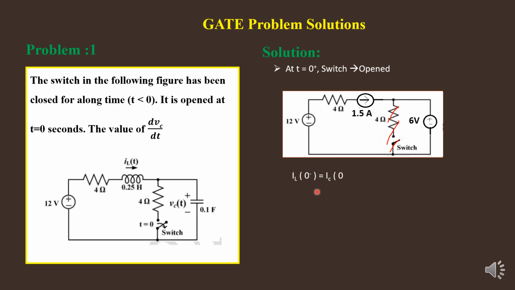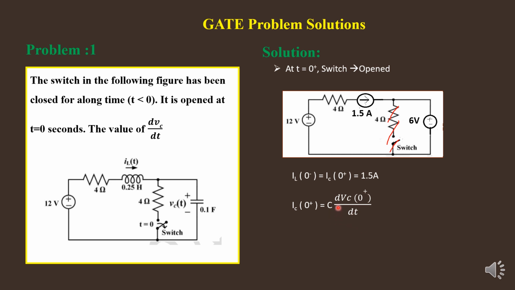IL of 0 minus is nothing but IC of 0 plus. IL of 0 minus is 1.5 amps, which we already found. That 1.5 amps is directly flowing through the capacitor, which we can represent as IC of 0 plus equal to 1.5 amps. So we know the current and voltage relationship: IC of 0 plus equal to C into dVc of 0 plus by dt, capacitance into dVc by dt.